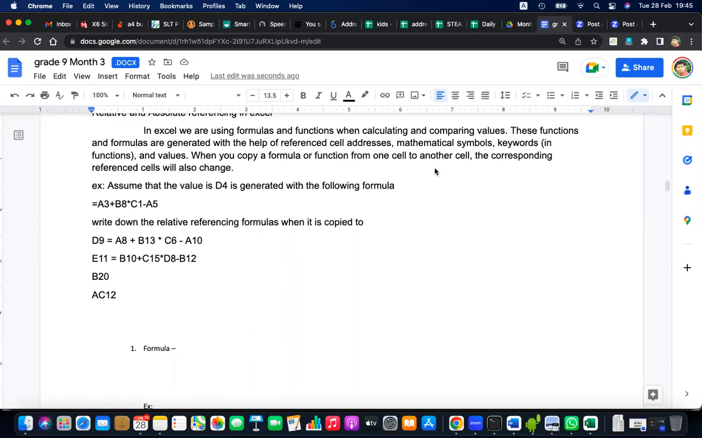Understood? If not, tell me. Did you understand? Yes. All of you? Okay, next B20. Tell me B20. B20, what will happen? If you copy and move the same to B20.